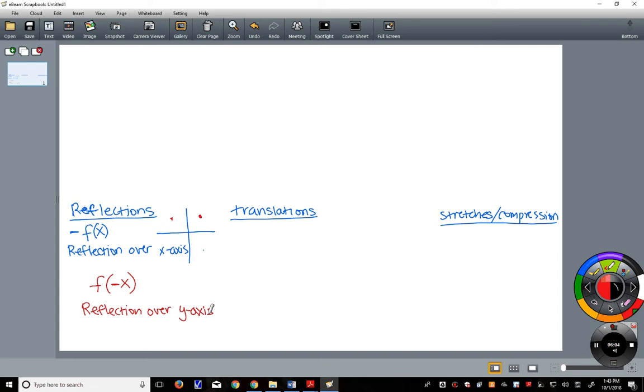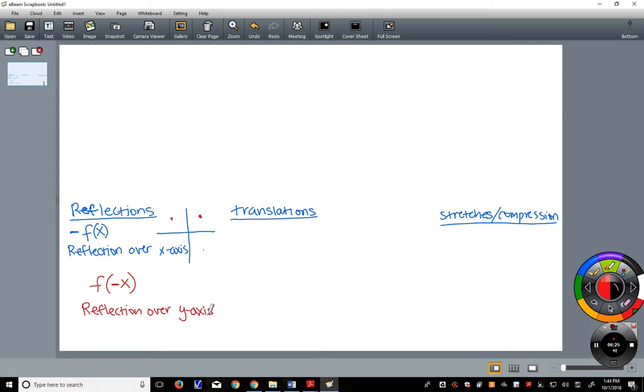And then depending on whether the negative is affecting the inputs, the x's, or the outputs, the y values, will change which type of reflection it is. Okay? When you label it, you can't just say reflection. You do have to say over which axis so we know what's happening. Okay? All right, translation. So what does a translation do to your graph?